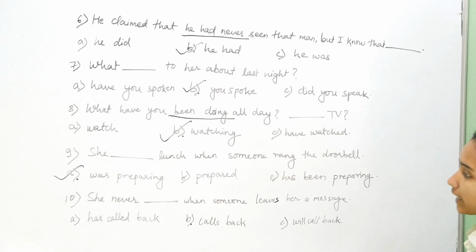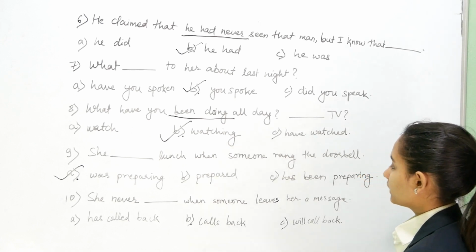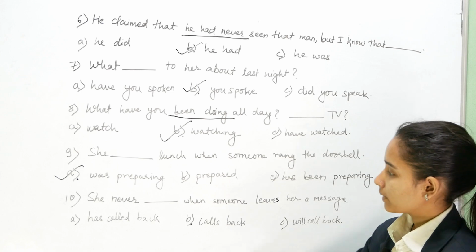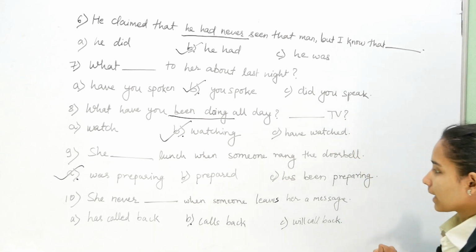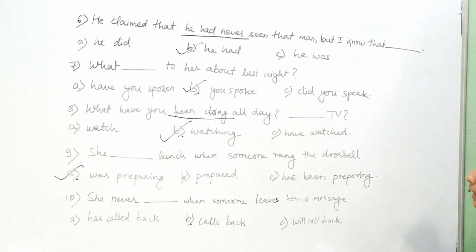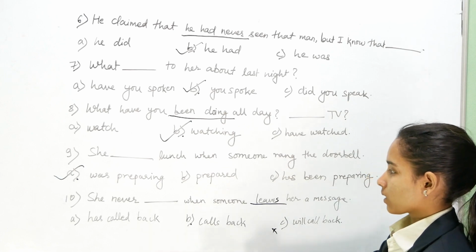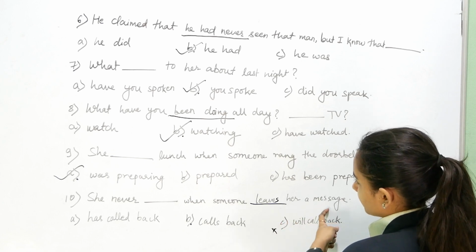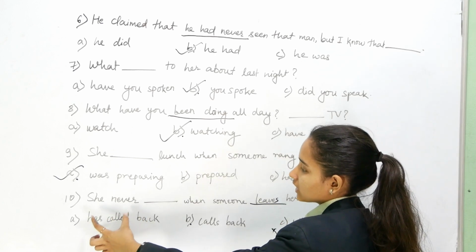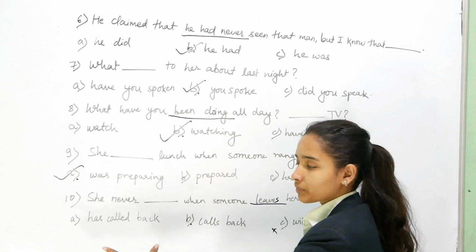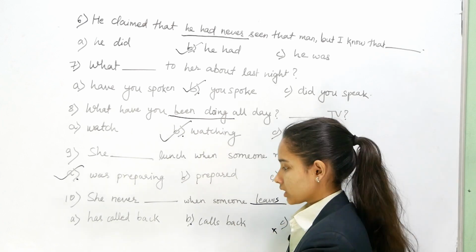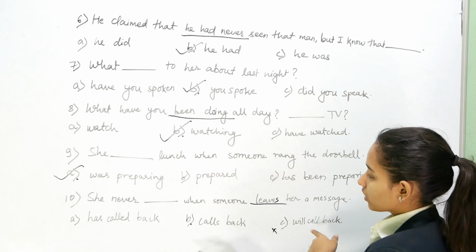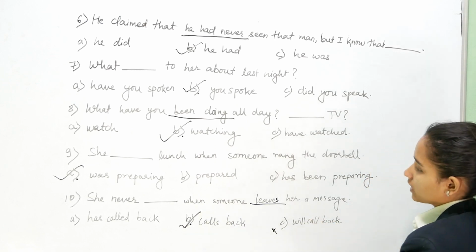The next question we have, she never dash when someone leaves her a message. Has called back, calls back, will call back. She never when someone leaves चाहिँ past मा भयो, so we call back त हुनै सक्दैन. Now we have like has called back, calls back. So what do we use here? She never dash when someone leaves her a message. She has called हुँदैन. She never calls. So it will be she never calls back when someone leaves her a message.